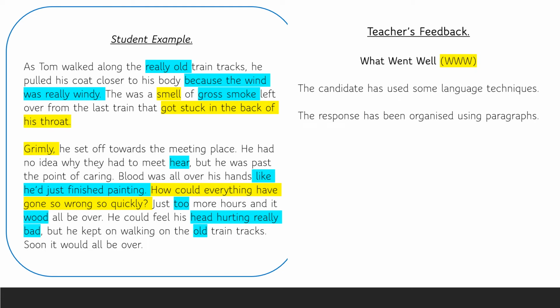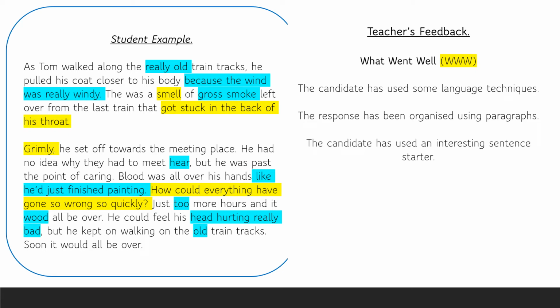The response has been organised using paragraphs. Again, it might seem like a very simple or straightforward point to make, but if you're not writing in paragraphs, then it's going to mean that your response isn't going to get a very high mark at all. I think it will be capped then at a level 2 as well.